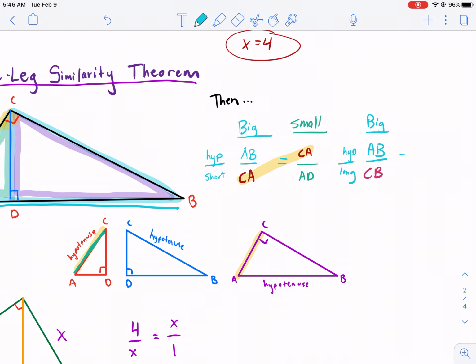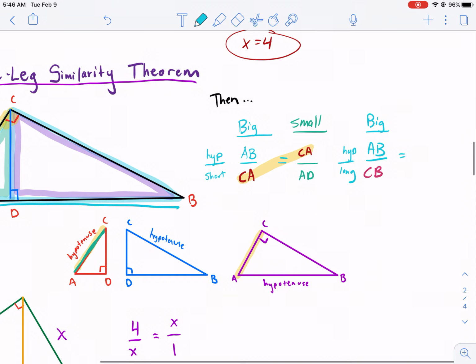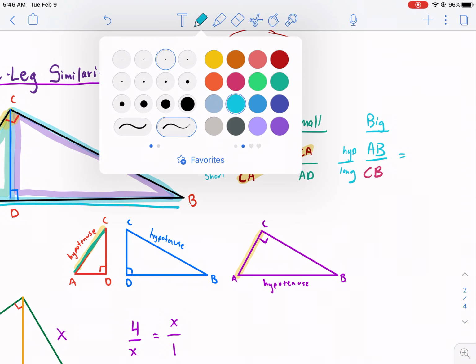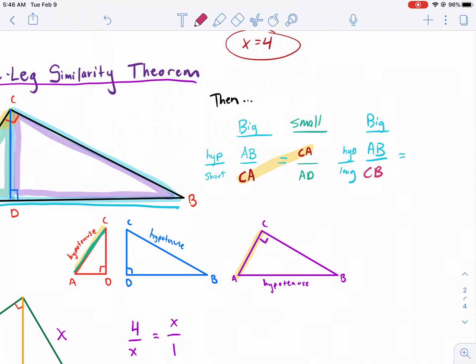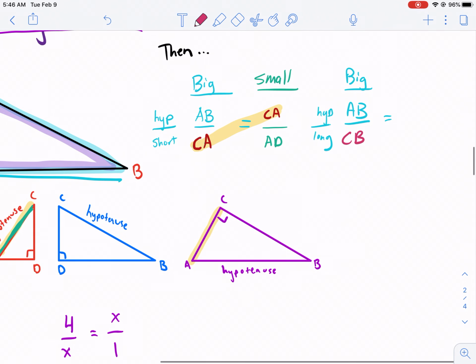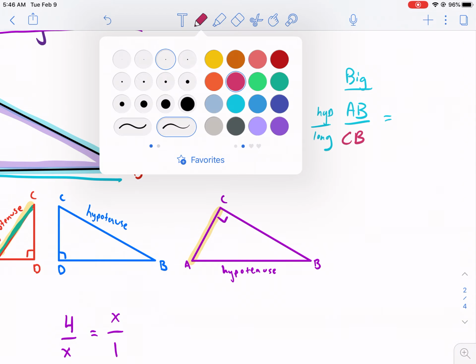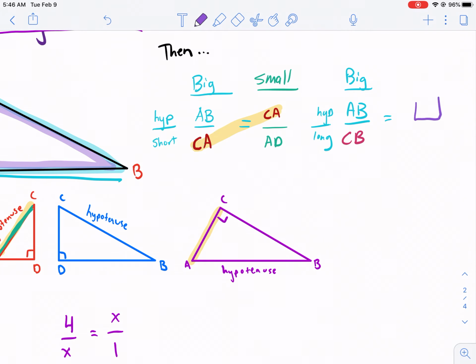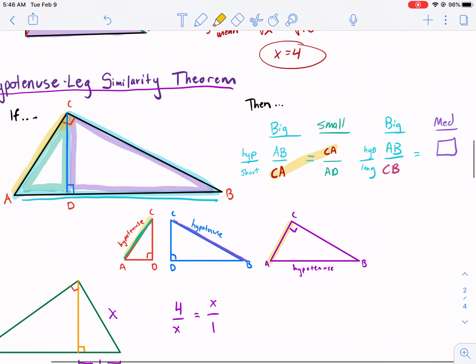Okay, and we're going to set that equal to, this time, the hypotenuse. Well, which side has a long side? Which one, if we're trying to compare a hypotenuse on top, sorry, wrong color. Which one has a hypotenuse of CB? Well, the hypotenuse of CB is this medium triangle. So the medium triangle is the one we're comparing because it shares a side, okay?